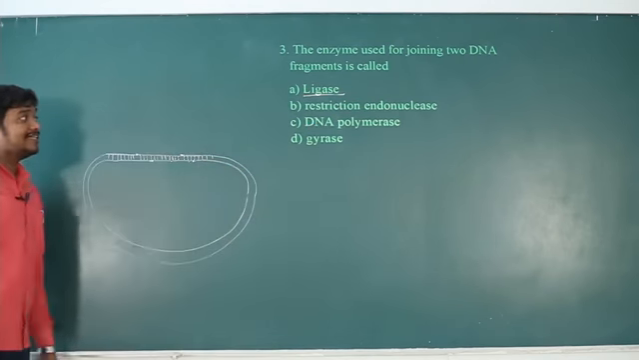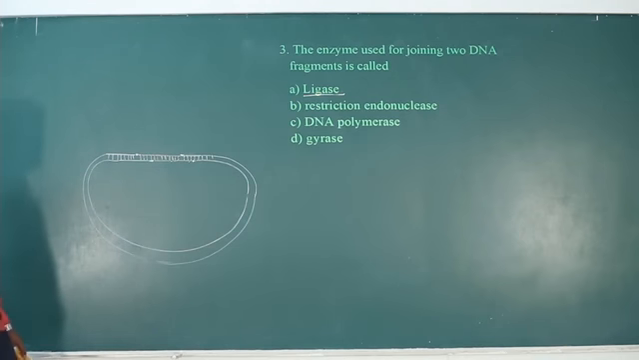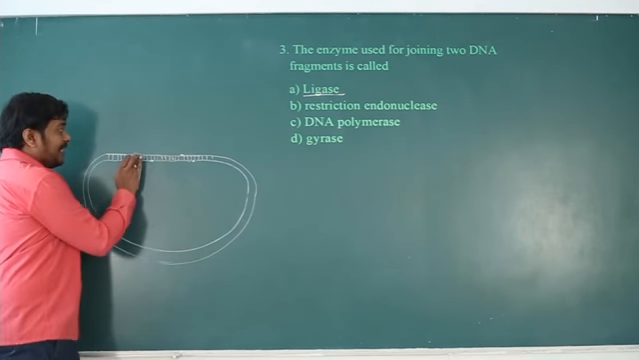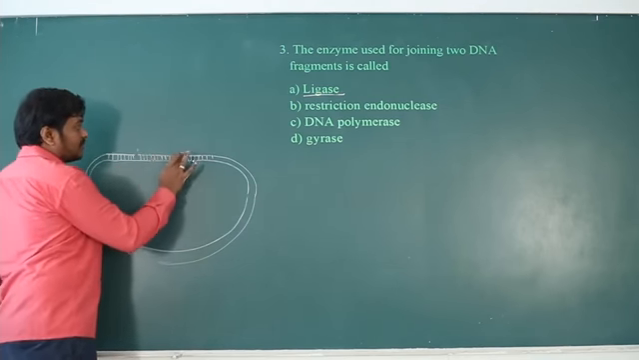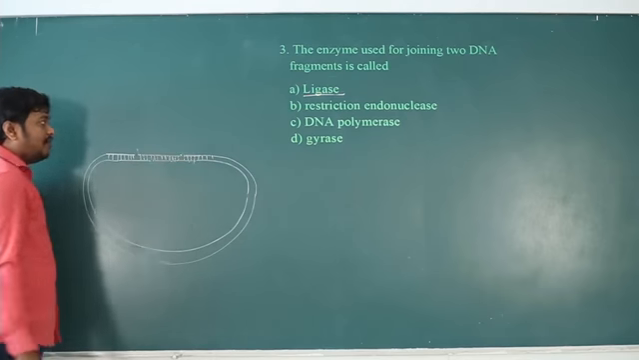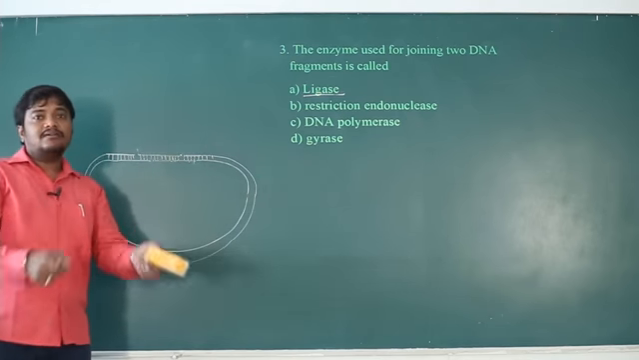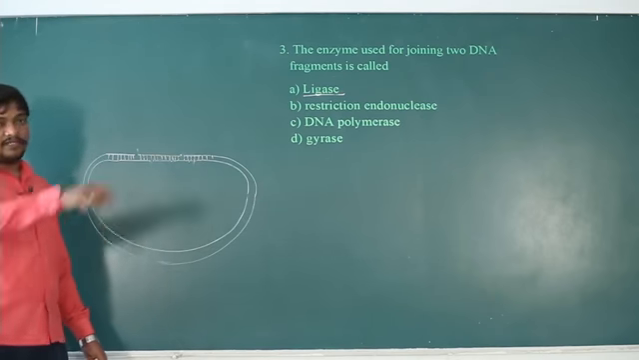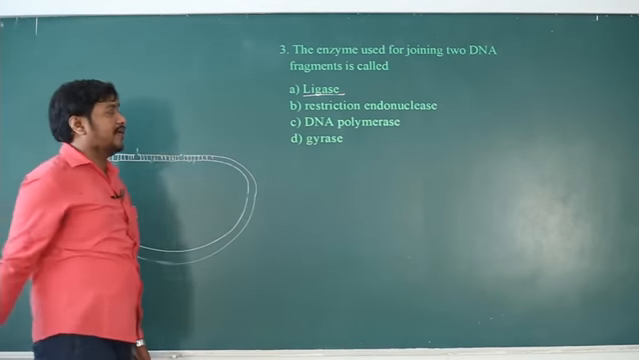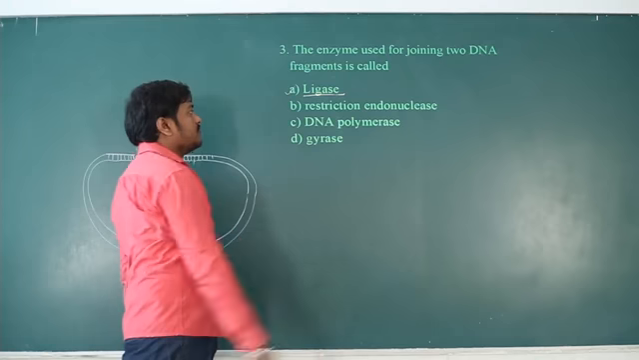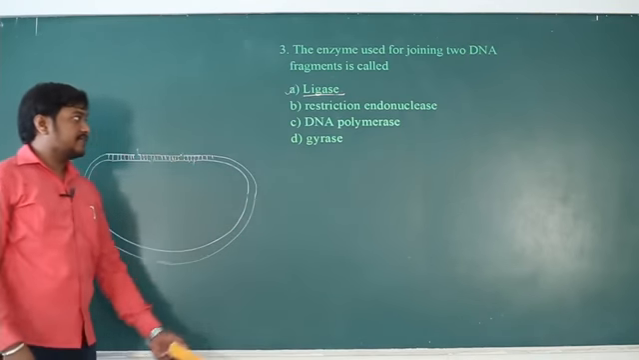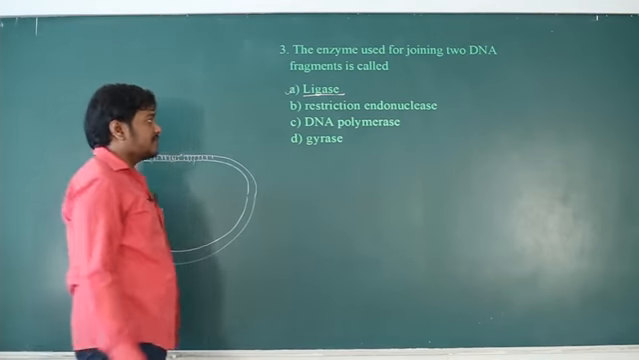Remember that a restriction endonuclease breaks the phosphodiester bond and removes that part of the DNA, whereas the ligase enzyme creates the phosphodiester bond between the cut ends of DNA. So these are called molecular glues. Restriction endonuclease we have already discussed. Then DNA polymerase we discussed.